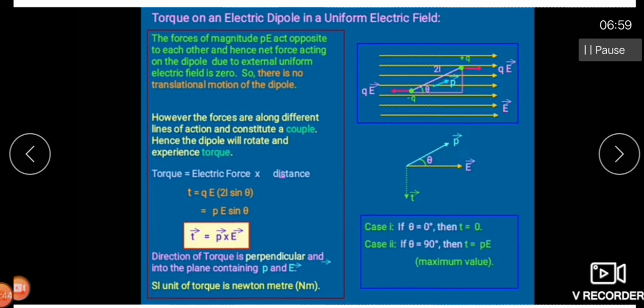There are different cases. If theta is 0 degree, sin 0 is 0 and torque is 0. If theta is 90 degree, then sin 90 is 1 and torque is equal to PE.